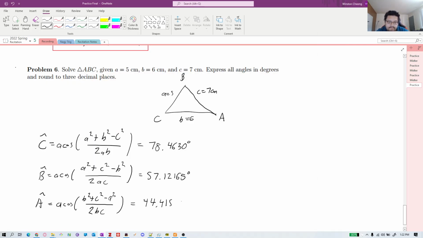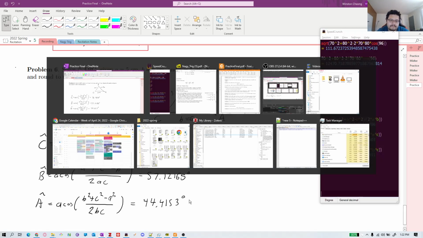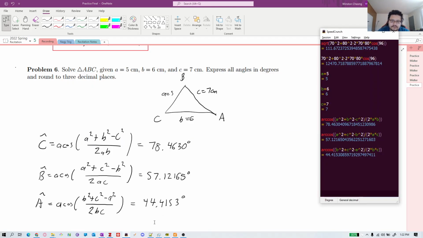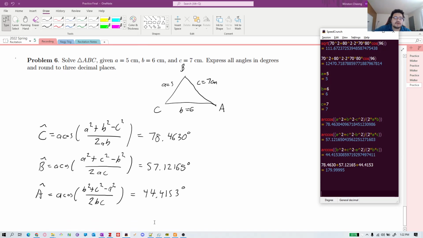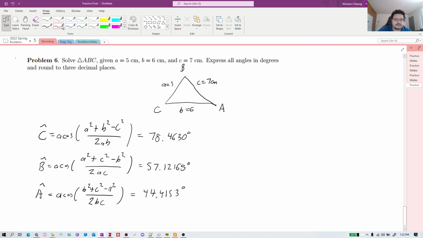44.4153. Okay. All right. So now just to double check ourselves. 78.4630 plus 57.12165 plus 44.4153 is really close to 180 degrees. There's some round off. So, right, we're pretty confident that this is correct. And I'll just go ahead and box this. It's kind of weird to box it like this, but okay.